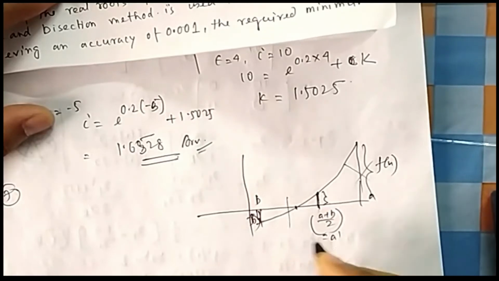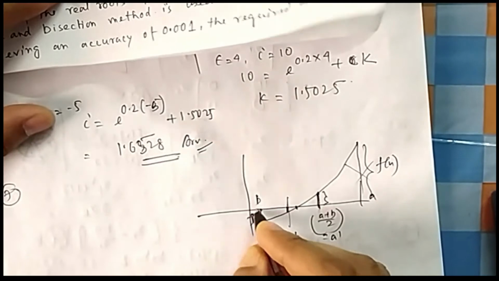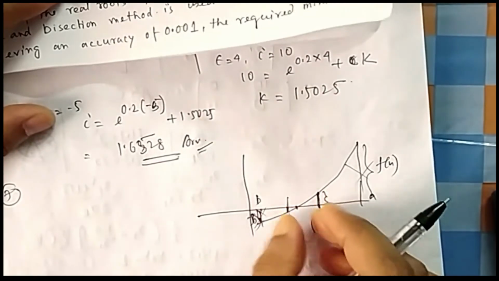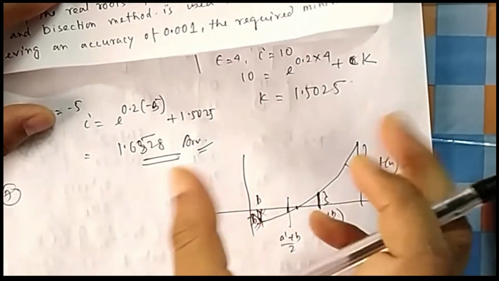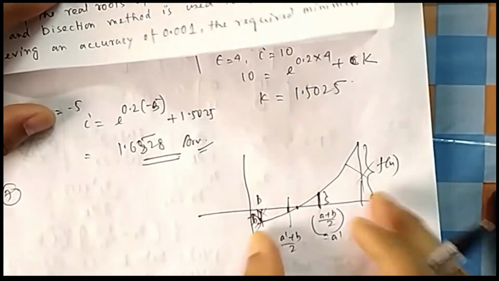Suppose this is now a dash. So you take this one, a dash plus b by 2. This is the new range. Because it is negative, you discard this. Now this has become the negative. So similarly, every time you are dividing the range and narrowing down the gap, and ultimately you are coming close to it. So that is the idea.